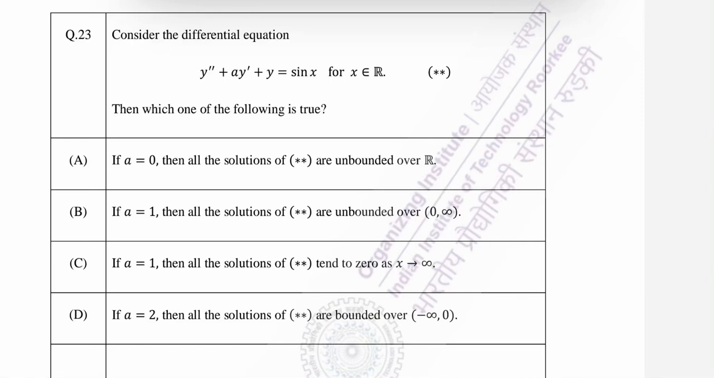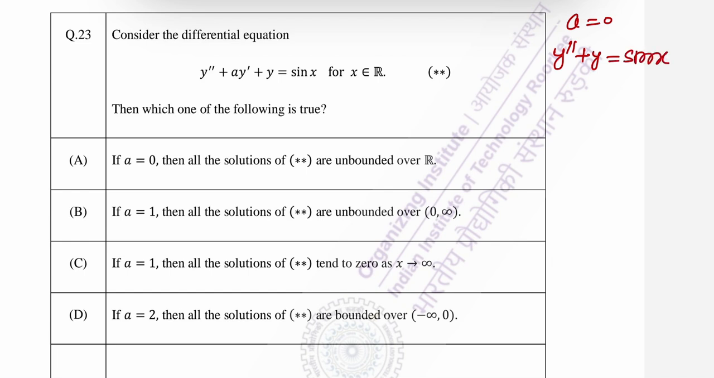In option A, y(0) is given to be 0. So our equation given in the question becomes y double dash plus y equals sin x.